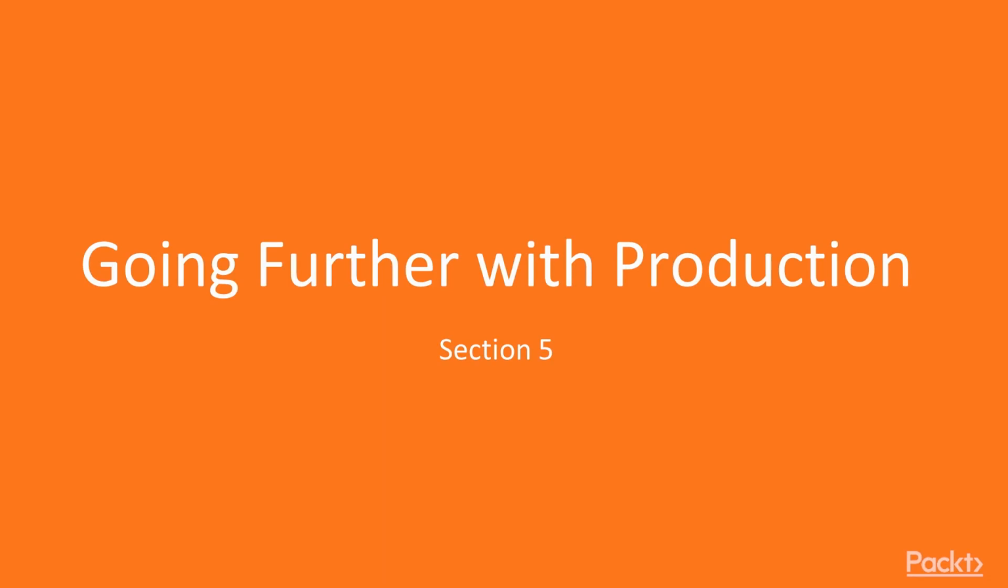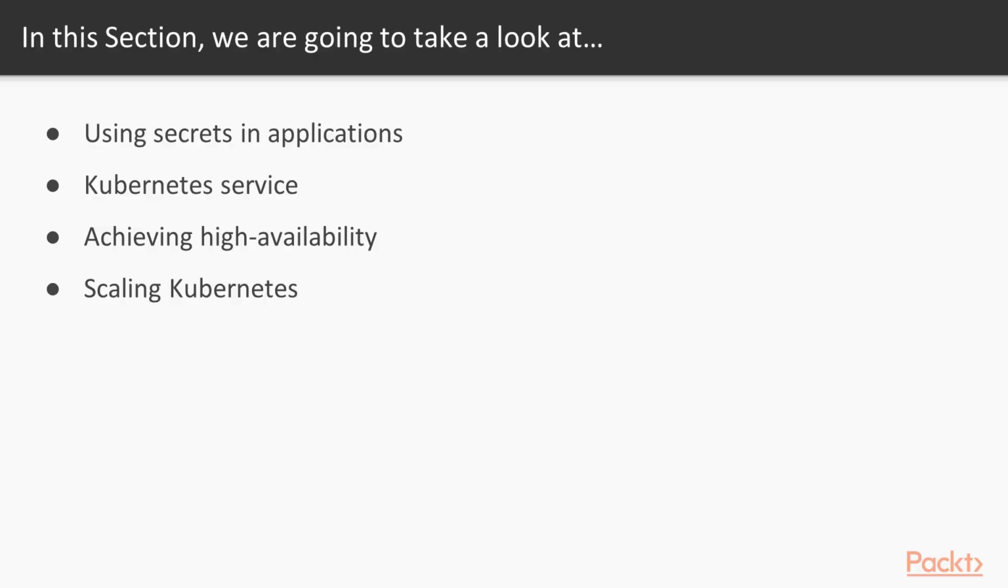Section 5. Going further with production. In this section, we're going to demonstrate using secrets in applications, Kubernetes services, achieving high availability, and scaling Kubernetes.